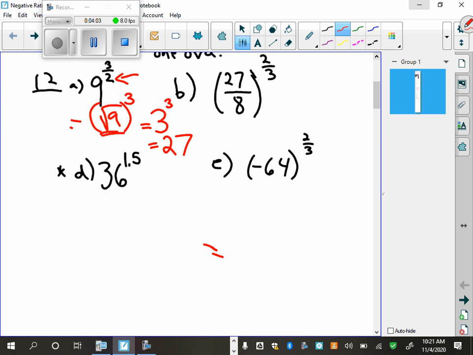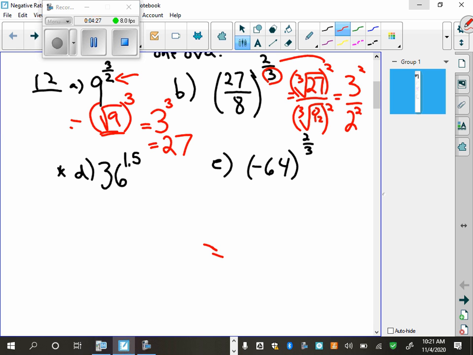This one, cubic root of 27. What do you do with the 2? The numerator goes outside the bracket. Divided by the cubic root of 8, all squared. I'm going to run out of room. Oh well. This is 3 squared divided by 2 squared, and you don't leave it like that. You put 9 over 4 as the answer.